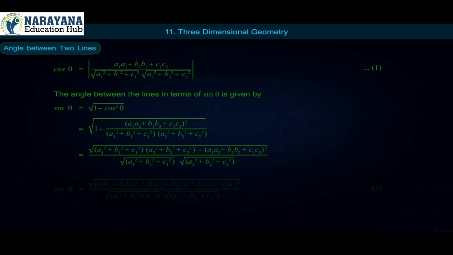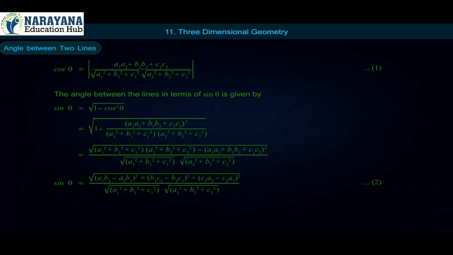Sin theta equals square root of (a1 b2 minus a2 b1) whole square plus (b1 c2 minus b2 c1) whole square plus (c1 a2 minus c2 a1) whole square, upon square root of (a1 square plus b1 square plus c1 square) into square root of (a2 square plus b2 square plus c2 square). Equation 2.